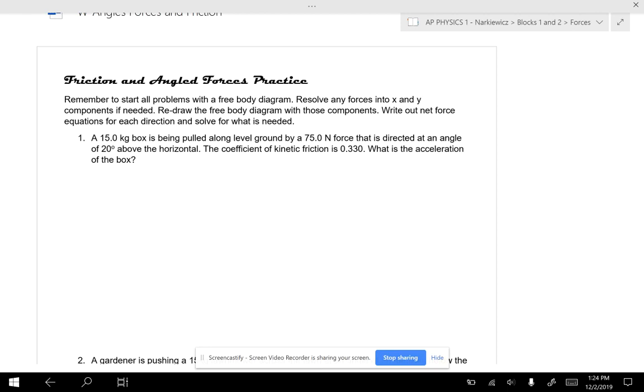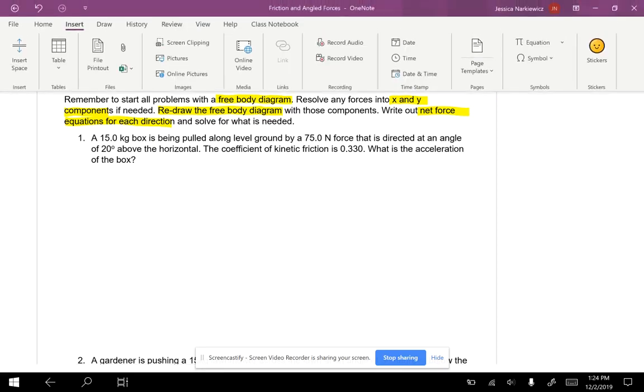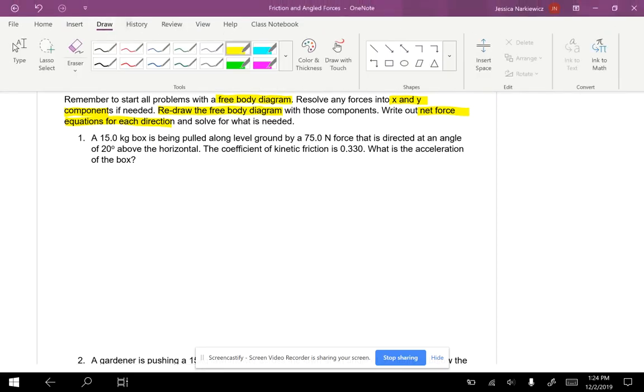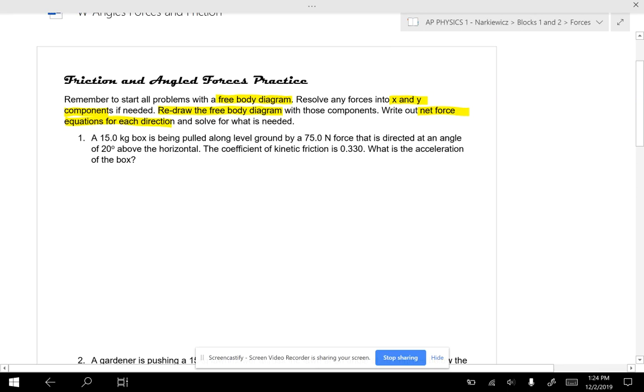So of course, we're going to start all of our problems with a free body diagram. We're going to resolve any forces into those X and Y components if needed, redraw our free body diagram with the components, and then write out net force equations for each direction. So that's kind of our general recipe for all of these problems and really all of the problems in this unit. Okay. Always start with the free body diagram, resolve any forces, redraw your free body diagram, then net force equations, and that'll help us get to anything we need.